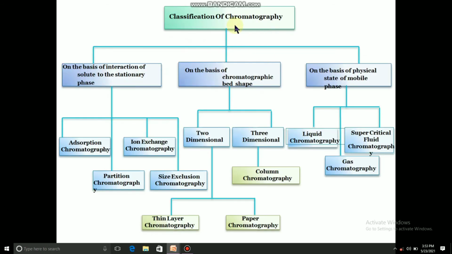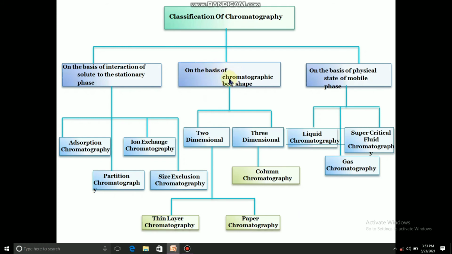So next one is the classification of chromatography, which is mainly divided into three types. One is on the basis of interaction of the solute to the stationary phase, on the basis of the chromatographic bed shape, and on the basis of the physical state of the mobile phase. So first one, on the basis of the interaction of the solute to the stationary phase, is again divided into four types: adsorption, partition, ion exchange, size exclusion.